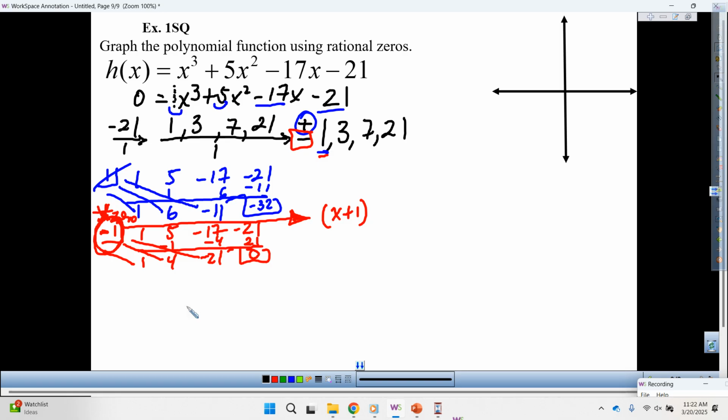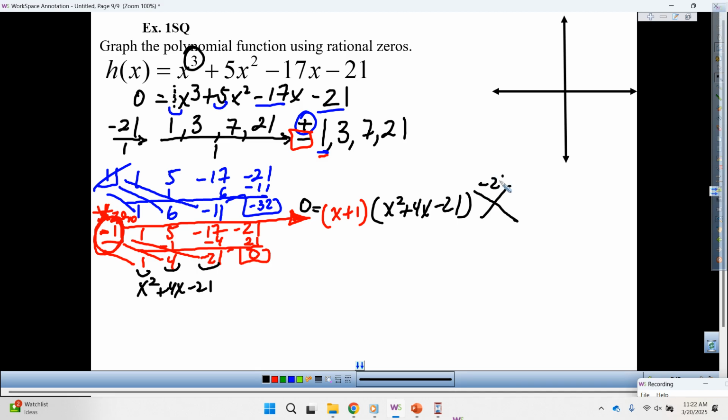And what do we have left, everyone? We started with a cubic. That means this is what? x squared. What else? 4x. What else? Minus 21. I'm going to write it here next to this one. x squared plus 4x minus 21. And all that equal to 0. Question, can we factor this one anymore? Yes, Mr. Q. Negative 21. Positive 4. What two numbers multiplied give me negative 21? When you add them, give us positive 4.